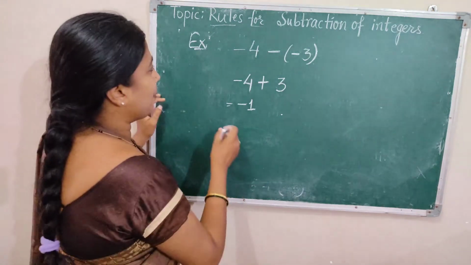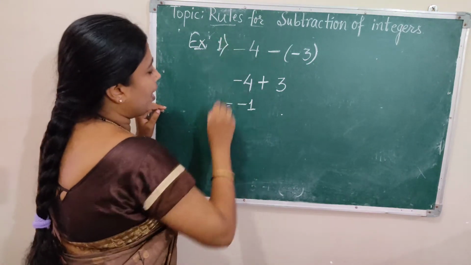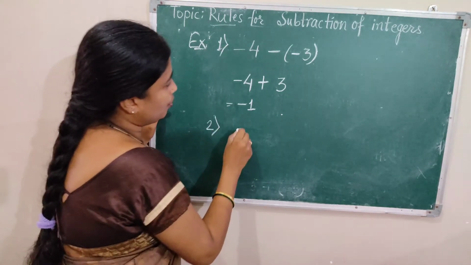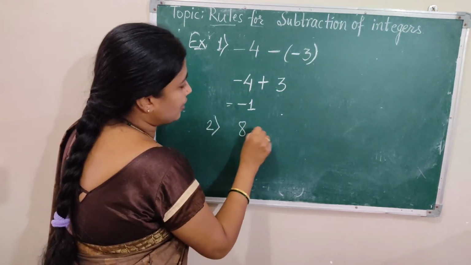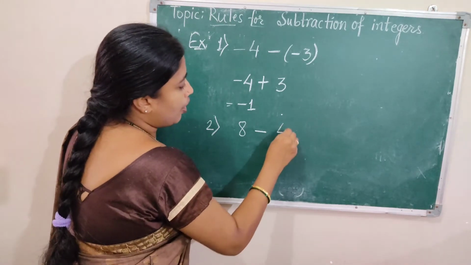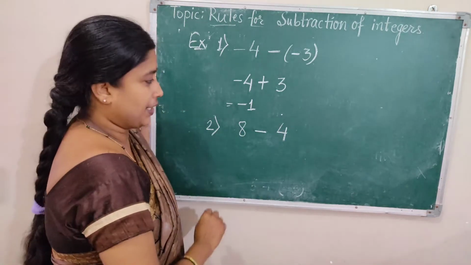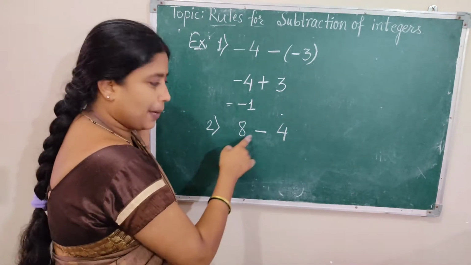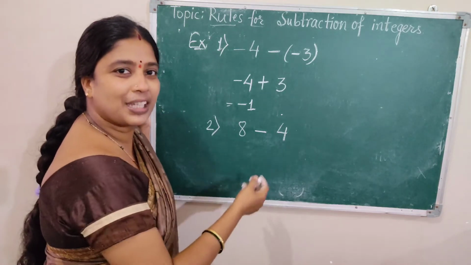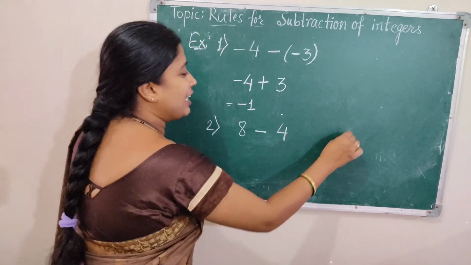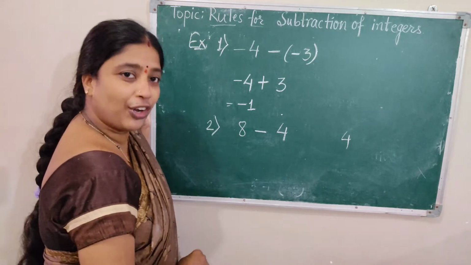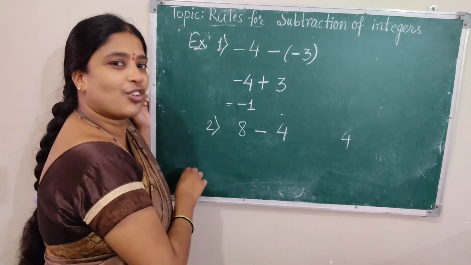Now one more example. This was our example 1. Now let us say example 2. 8 minus 4. This is our subtraction. Okay, this is very simple. As we have been subtracting since childhood, we can easily say that its answer will be 4. But let us follow the rules and then solve it.